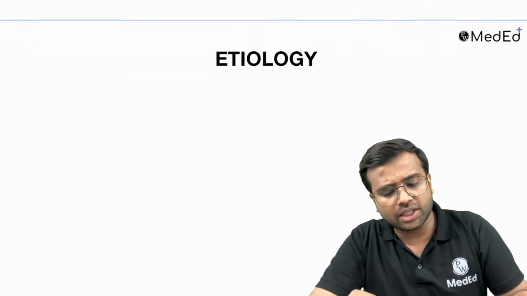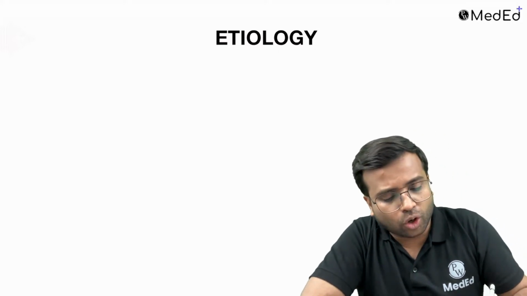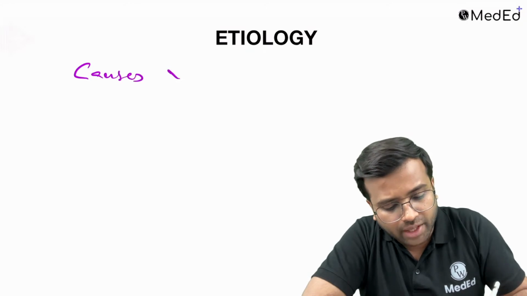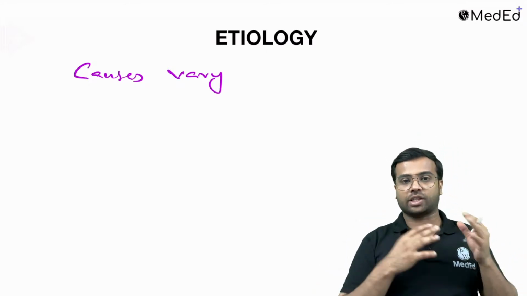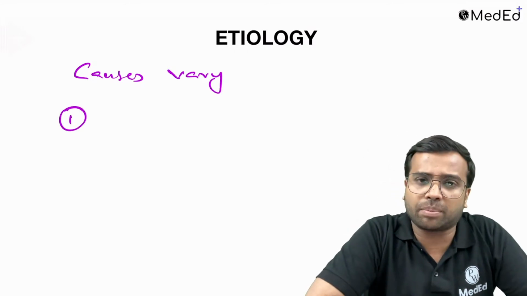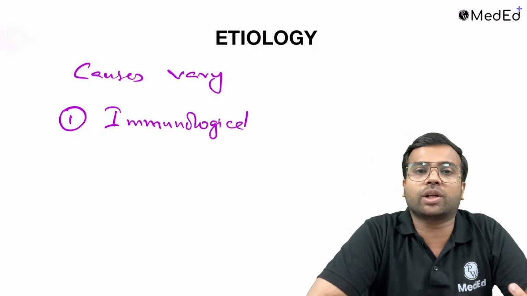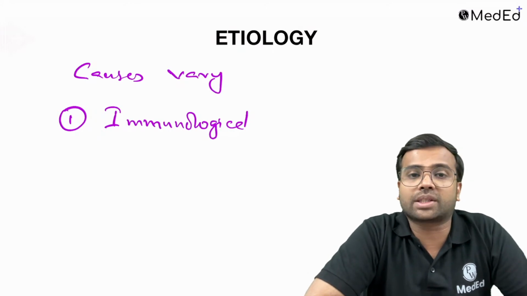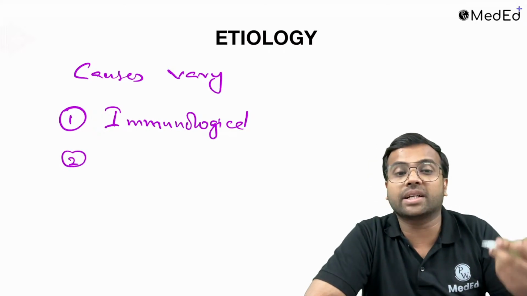Now coming to the etiological factors, what is responsible for the occurrence of this atopic dermatitis? Well, the causes vary. There is no specific cause which we can say is responsible for the development of atopic dermatitis, because multiple things have been proposed. The first is going to be immunological. It can be because of an altered immunological response that a patient may develop atopic dermatitis. The second one proposed is a barrier dysfunction.